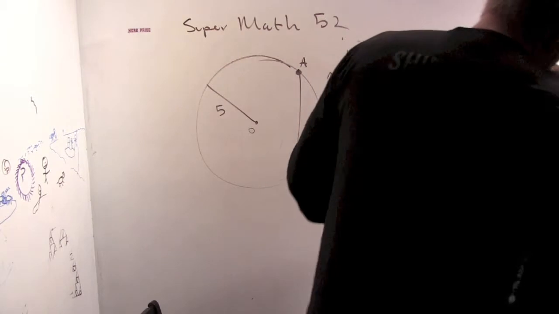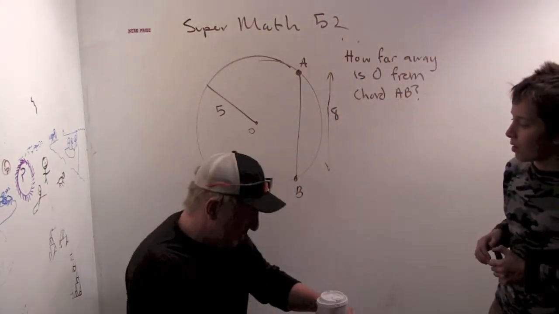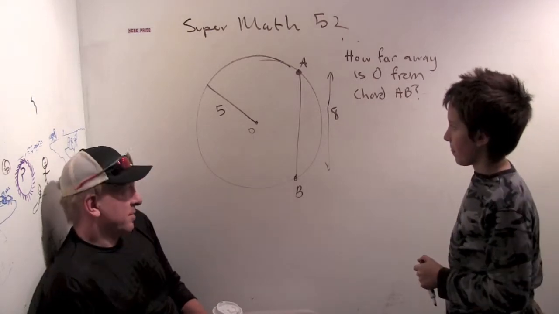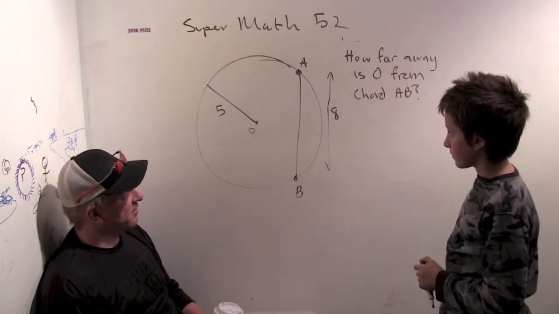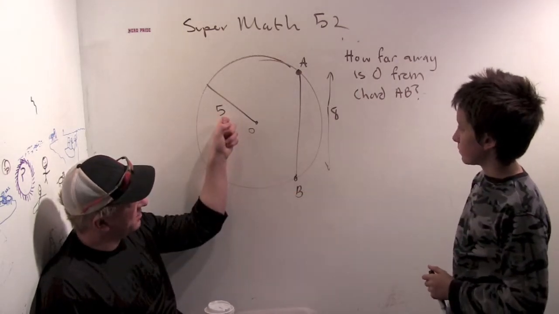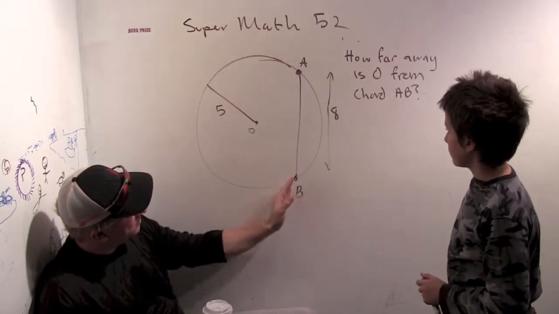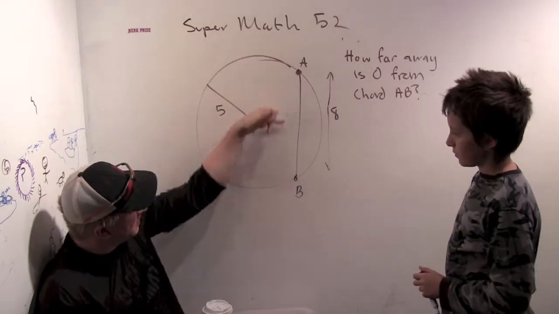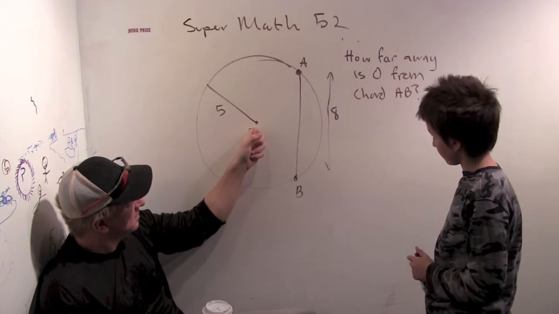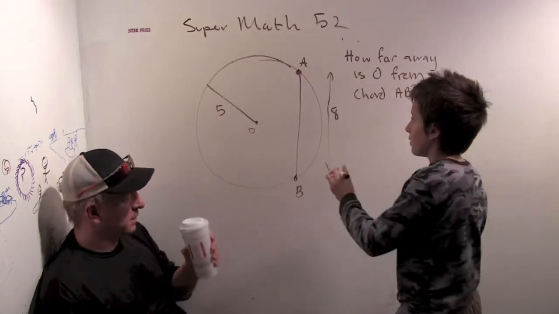SuperMath 52. So today, in an example problem in our right triangle chapter, they did a problem about circles. Kind of fun to talk about something other than right triangles. So I made up this problem for you. I've got a circle whose radius is 5, and I've got a chord in the middle whose length is 8. And the question is, how far away is this point from that chord?